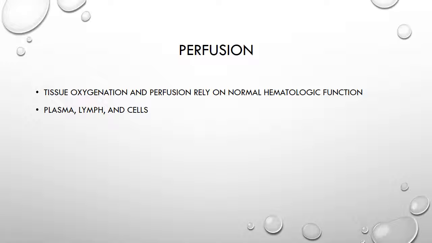Tissue oxygenation and perfusion is going to rely on that normal hematological function. If there's not a normal hematological function within the body, whether it's by a disease process or by an inherited factor, or something going on with those components that have to do with perfusion, then in order for perfusion to be appropriate, we have to look at both the contents, the plasma, the lymphatic system, and the actual cells within the bloodstream that carry on the transference of nutrients and oxygen to the cells.